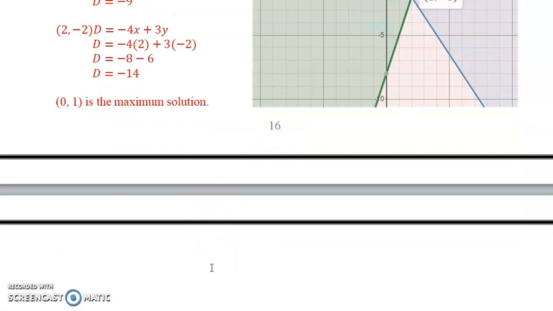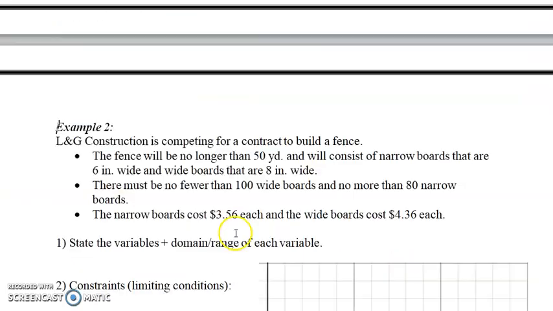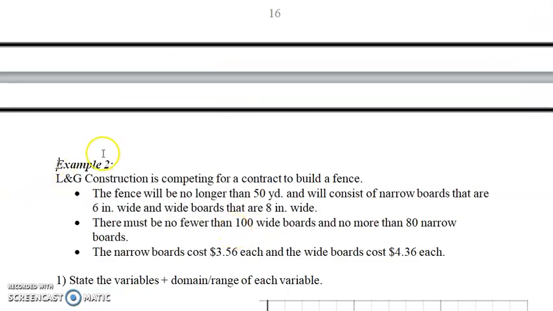So next, we have a word problem. So I think we'll finish the video there, and in the next video we'll look at example 2, which is the last question for our chapter.